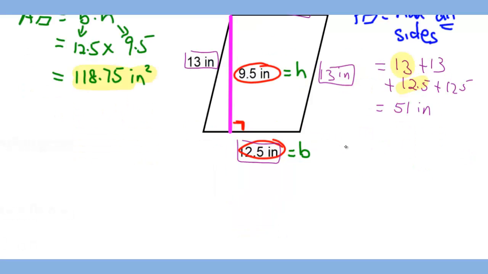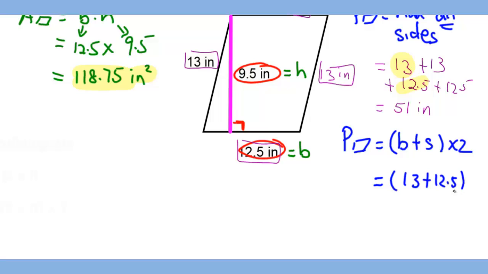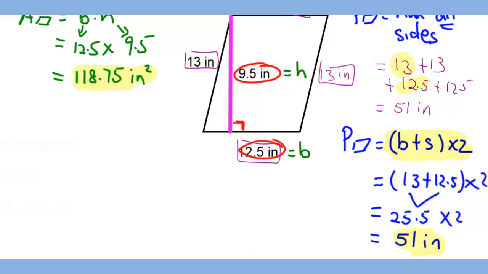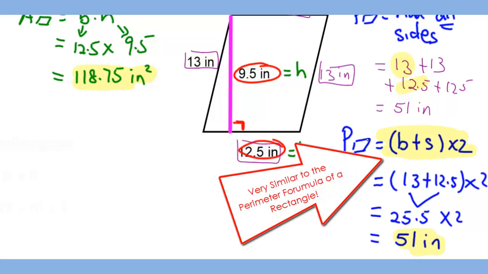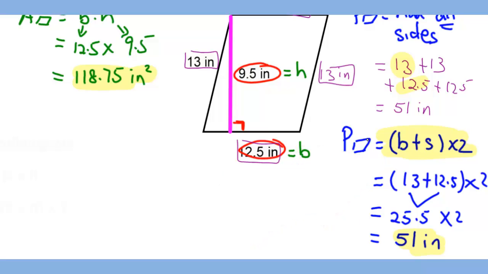You can also do something that's similar to the rectangular formula, which is base plus a side times 2. So it is 13 plus 12.5 times 2, which the parentheses gives you 25.5 times 2 will still give you 51 inches as your final answer. Once again, base plus a side times 2 is very similar to the rectangular formula, which is length plus width times 2. That's it for the lesson.